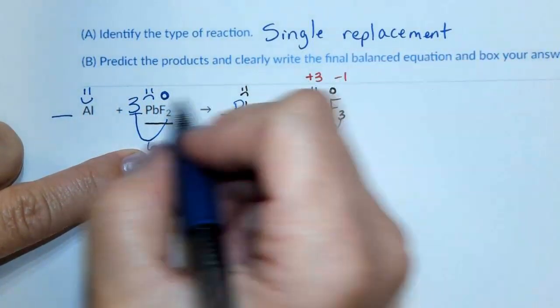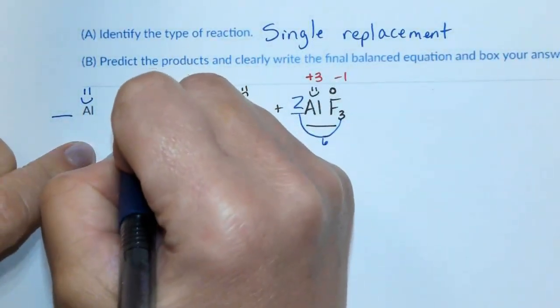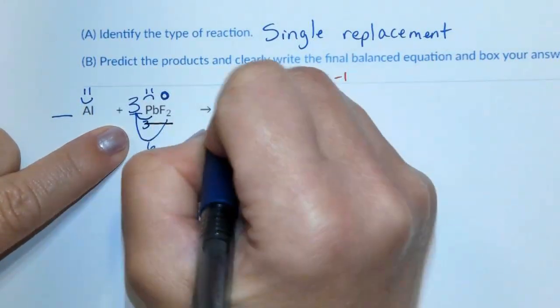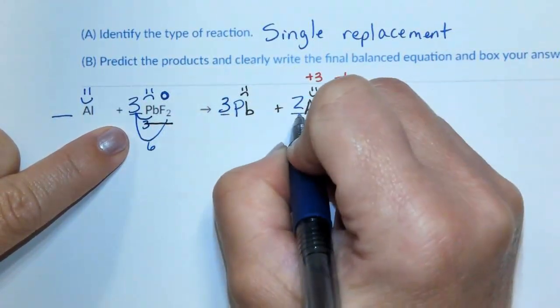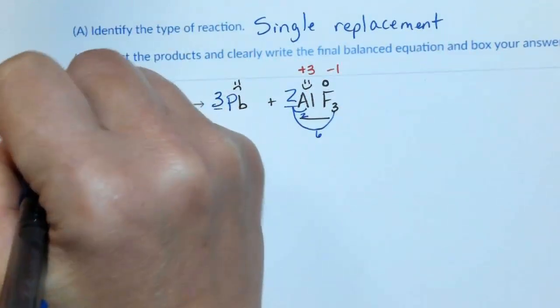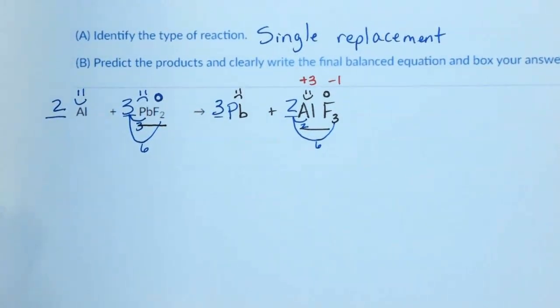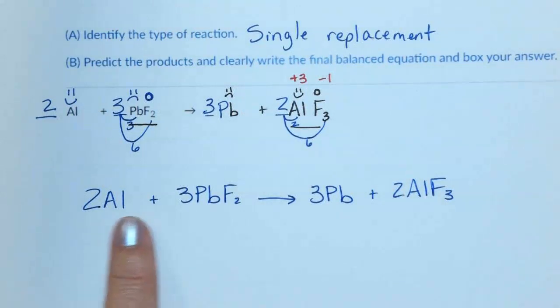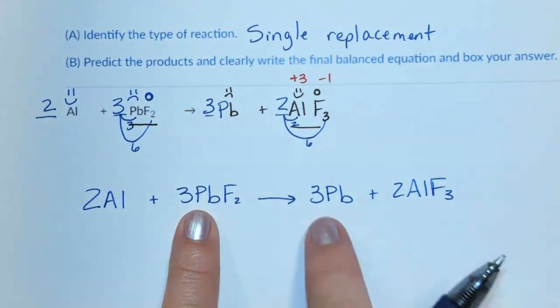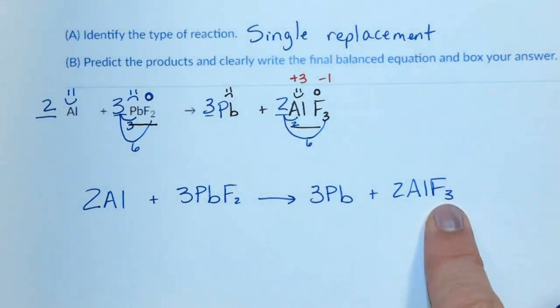This has modified 2 things. First of all, we now have 3 leads on the left, so I need a 3 here. We now have 2 aluminums on the right, so I'm going to need a 2 here. Final answer is 2 aluminums react with 3 lead fluorides to yield 3 leads and 2 aluminum fluorides.